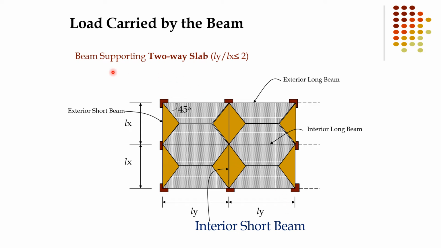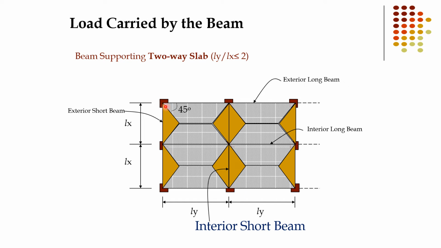Now I will discuss the two-way slab. By definition, if the longer dimension to shorter dimension ratio is less than or equal to 2, then that slab is called a two-way slab. Let's see the two-way slab. Here are the column arrangements, and here the beams are running: this beam, this beam, this beam, this beam. This is just a symbolic demonstration of the two-way slab load distribution.